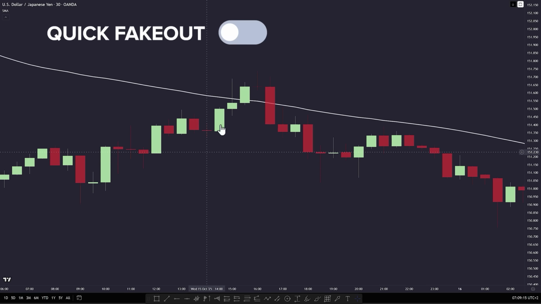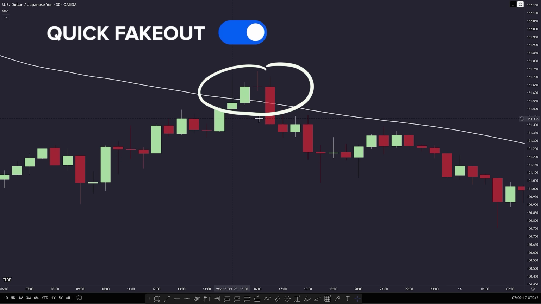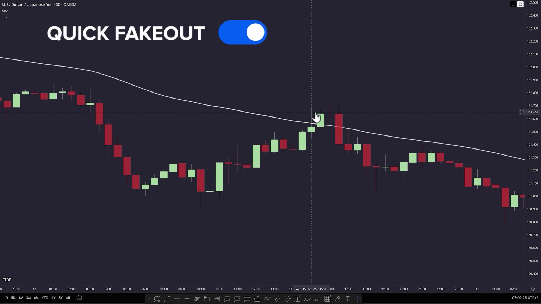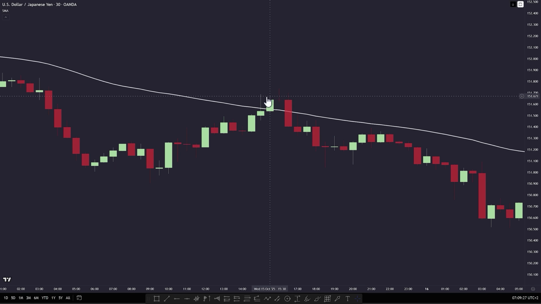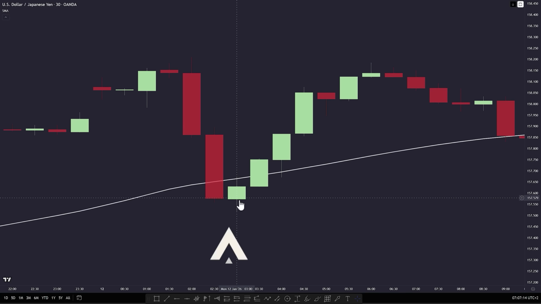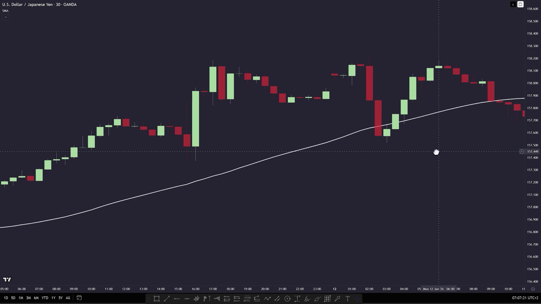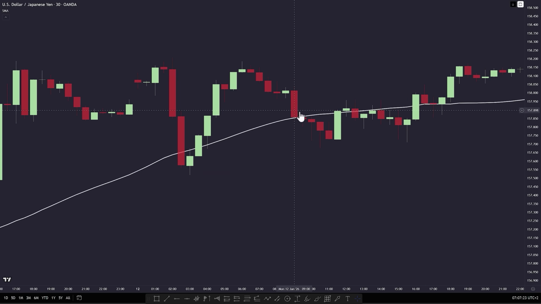Next, I need a brief break of the 50 MA. And I mean brief. I look for 1 to 3 candles. If it hits more than 5 candles, I usually walk away. We want a panic dip, not a new trend. Watch this. Price dips below the line, sits there for 2 candles, then snaps right back above. That's the pattern I'm looking for.